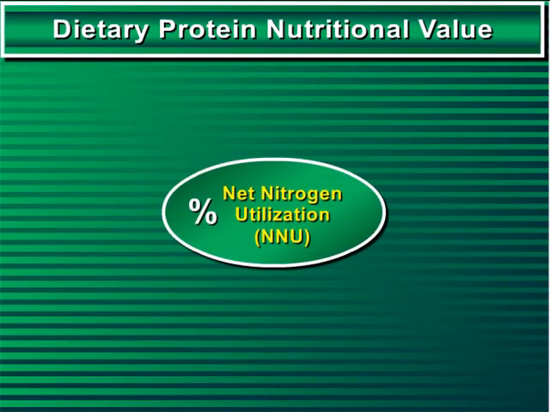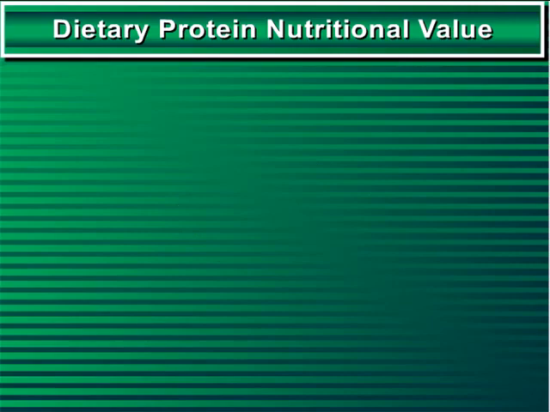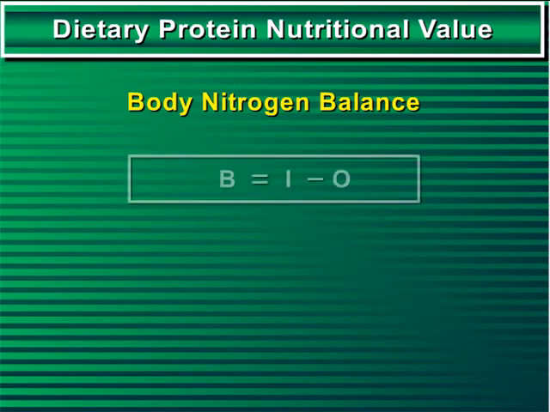A protein NNU is the unit of measurement for body protein synthesis. It is calculated through a methodology known as body nitrogen balance. This has been a fundamental analytical technique during the last 160 years.